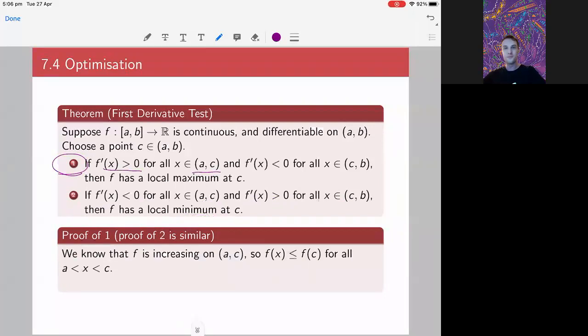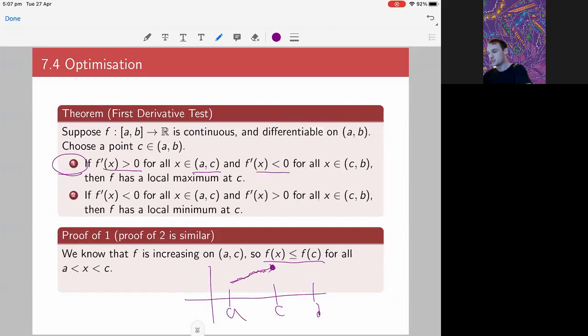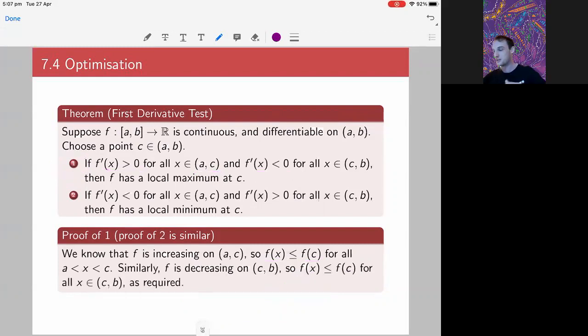Well, as I said before, since the derivative is positive, that means that, if this is a, b, and c here, if the derivative is positive on this interval, then we have to be increasing. So that means the value of the function at this point here has to dominate all of the other values over here. That's just exactly what it means for the function to be increasing. On the other hand, we know that it's decreasing afterwards. So again, this value has to dominate everything that comes afterwards. So since f is decreasing, we find that f of x is less than or equal to f of c for all x in this interval.